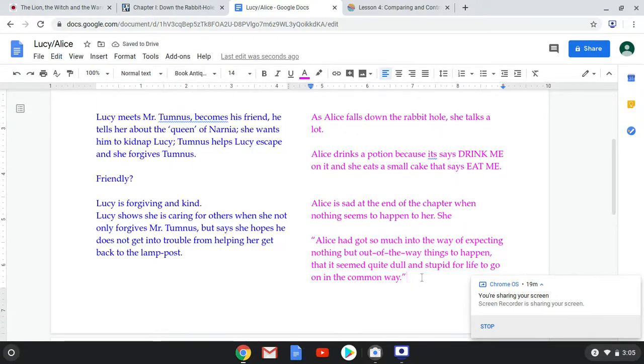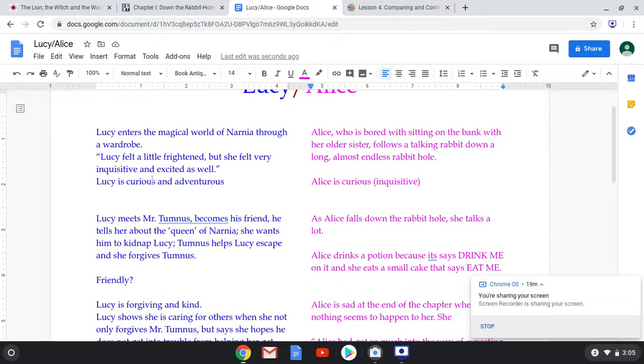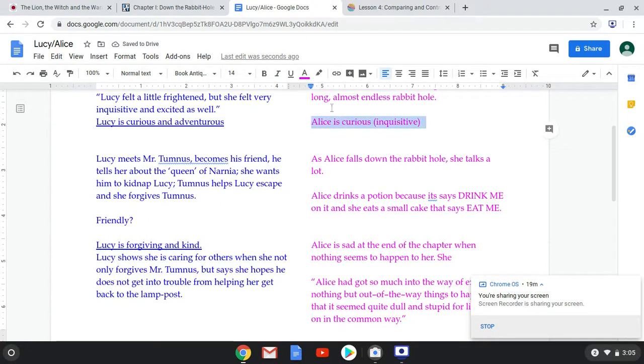Okay. Love that quote. So we ask ourselves, what does this show us about? We said here that Alice, I tell you what, let's go ahead and underline the things that we know about our character. We're saying that Lucy, we said she was curious and adventurous. Lucy's forgiving and kind. Now let's look at Alice. We say she's curious and inquisitive.